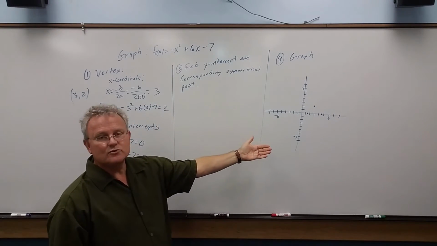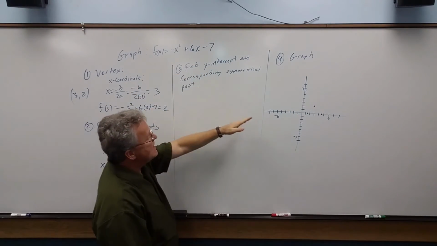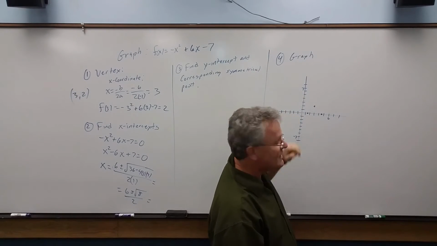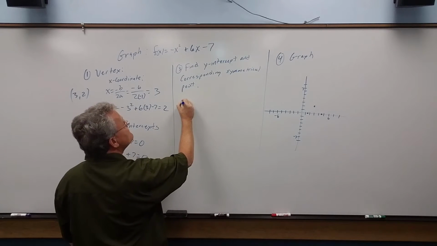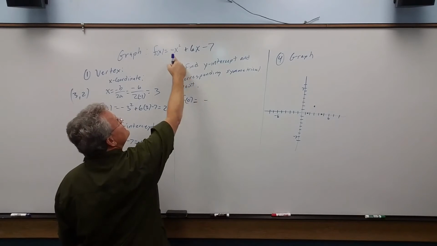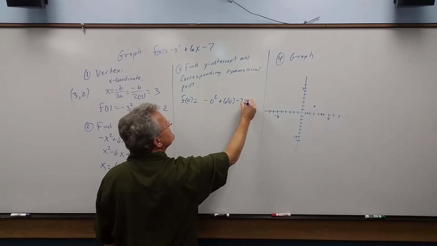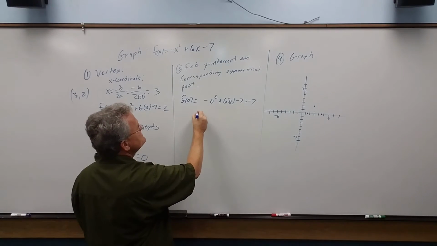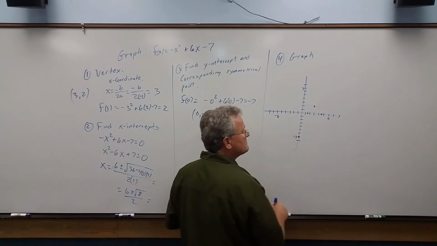Now, where is it going to cross the y-axis? Well, we need to find the y-intercept. For any function, the y-intercept is when x is 0. So we just let x equal 0 and find our y value. This is equal to minus 0 squared plus 6 times 0 minus 7. This is minus 7. So the y-intercept is 0, negative 7. Let me plot that. 0, negative 7 is right here.